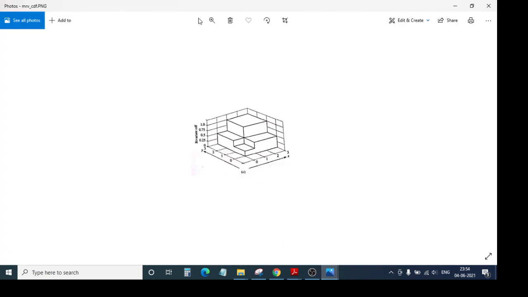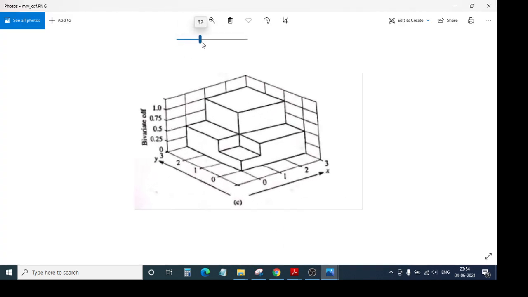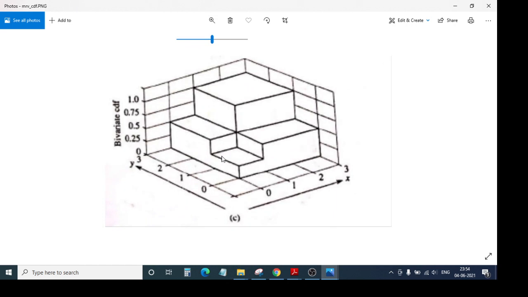So this is our CDF, friends. I'll just zoom in. You already know that your CDFs are represented by step functions. You can see the steps here. Now again, why have we shown such a diagram? Because there are two variables, that's why one is the X plane and another one is the Y plane. It is represented along the X axis as well as along the Y axis.